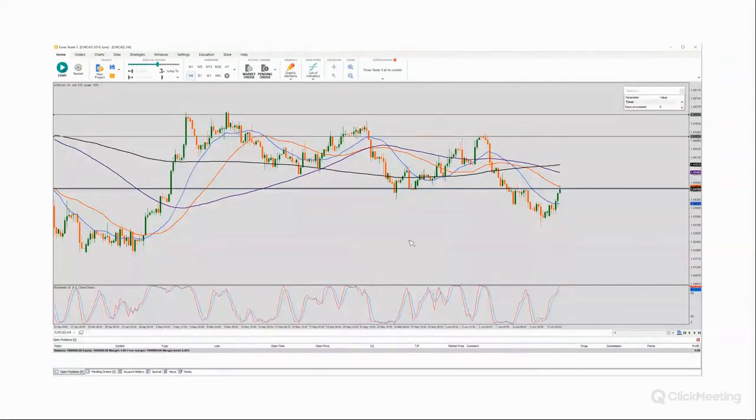Does that make sense in terms of the zones and the levels for everybody?